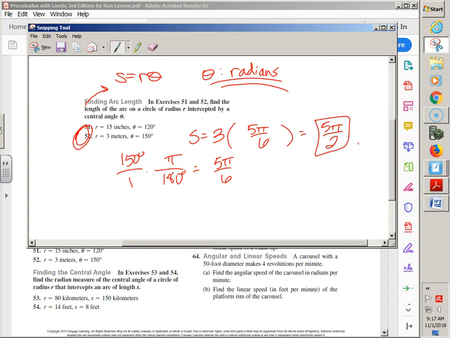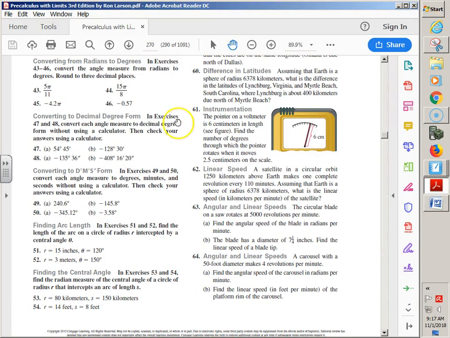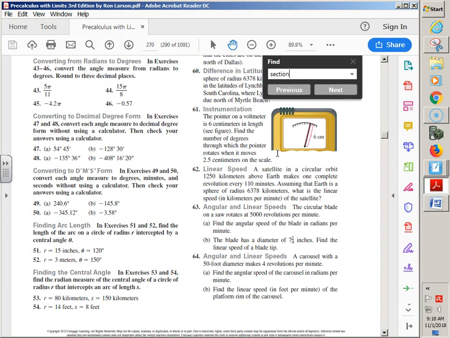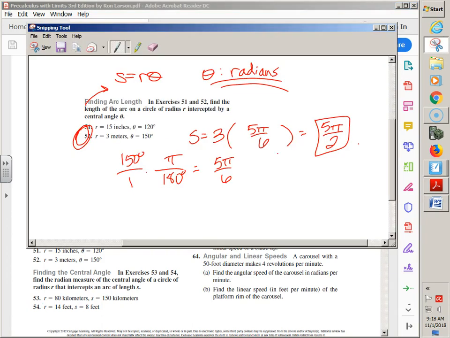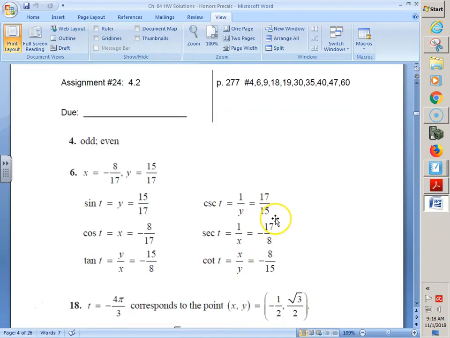Anything else from 4.1? Going once, twice, sold. I'm going in the book to section 4.2, but as I get that ready to go, let me go ahead and get you guys starting to grade 4.2.